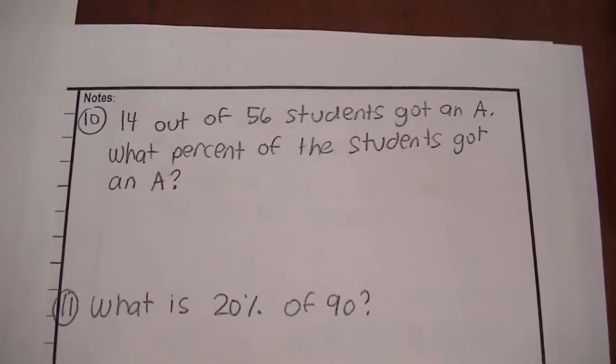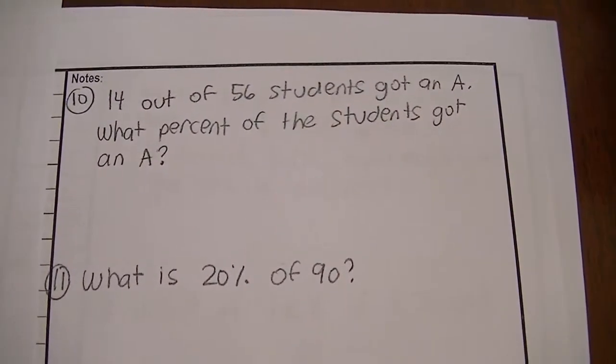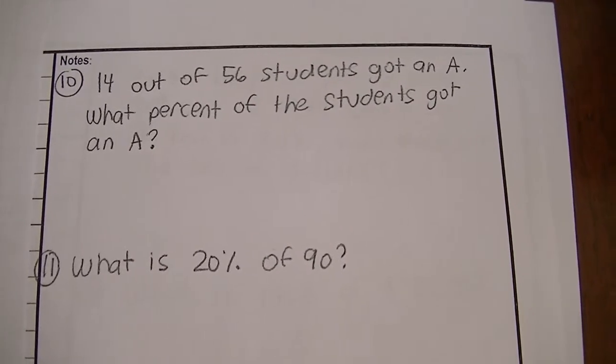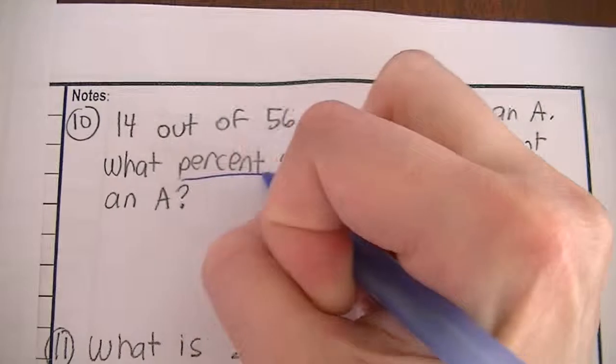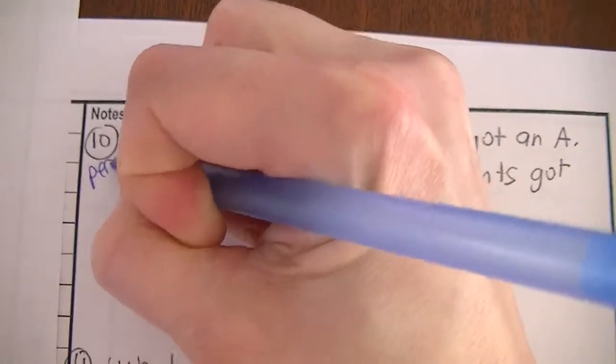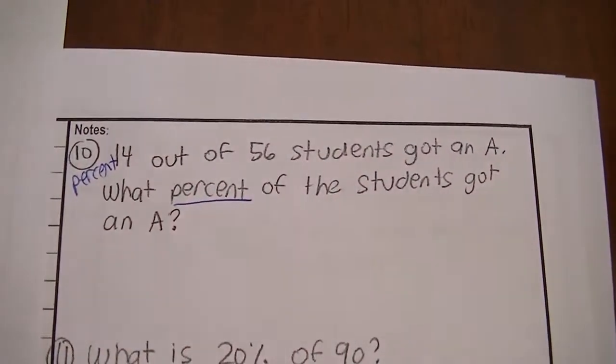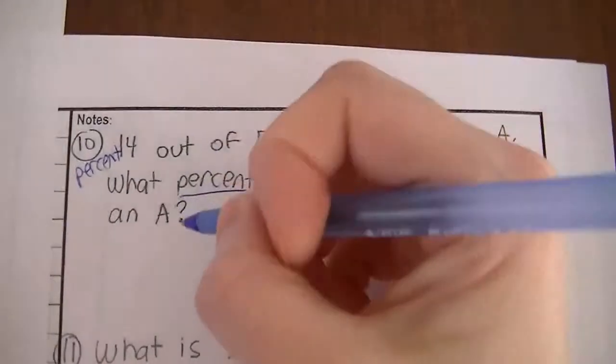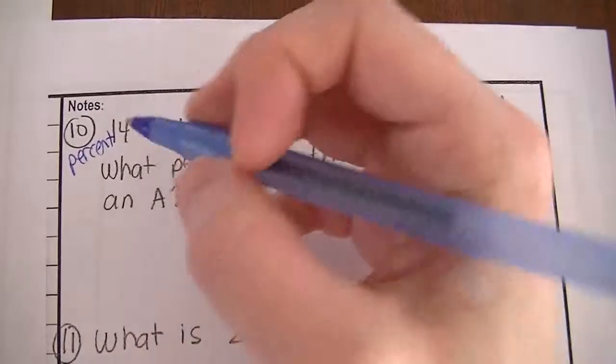So number 10 says 14 out of 56 students got an A. What percent of the students got an A? Are you solving for a part, percent, or a whole? You are solving for a percent. Okay, so use the equation that you like to use to help you solve for that, and solve for it. And this is the answer you should get.